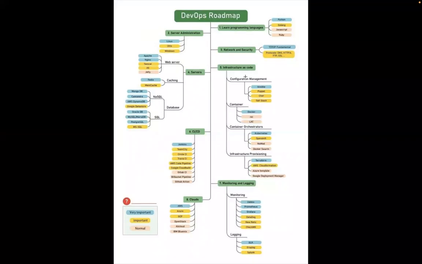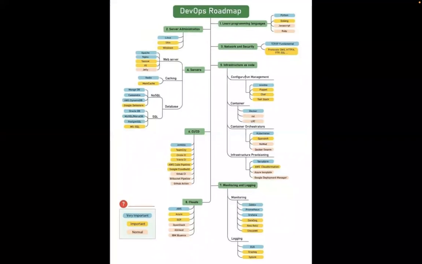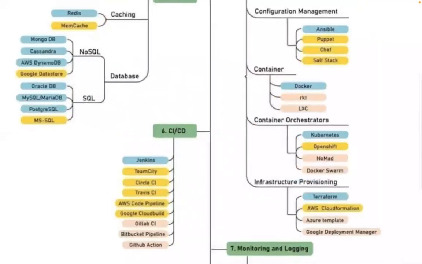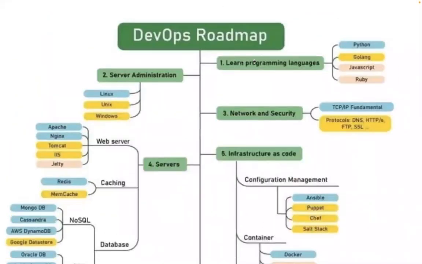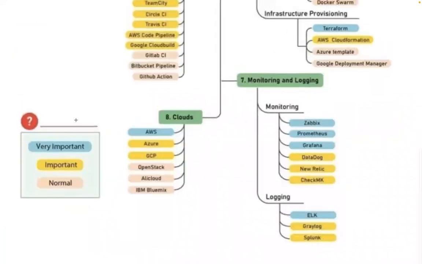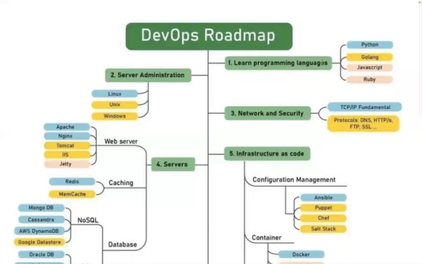So looking at this roadmap, this is just like a DevOps roadmap. So the first thing is having an understanding of a programming language. So you see blue, yellow, this is the meaning. If you look at this learning programming language, the best one that is recommended is Python. It's not like you're going to be professional in it, but just have an understanding.